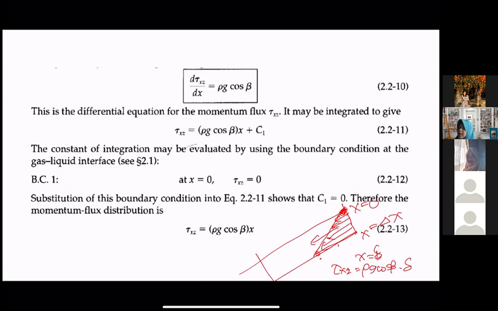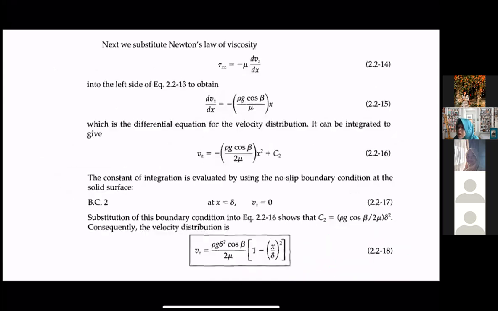Okay, so we can have a look. Here, on the surface we have the highest momentum flux. Kita punya gaya geser yang sangat tinggi, paling tinggi, and there is no shear stress on the surface. Now, that is the momentum flux distribution. The next part is how to get the velocity distribution.